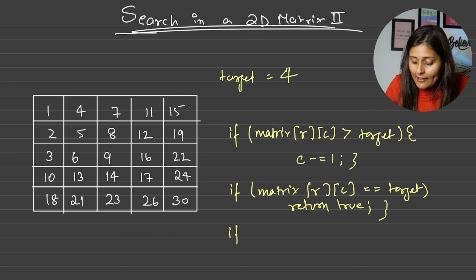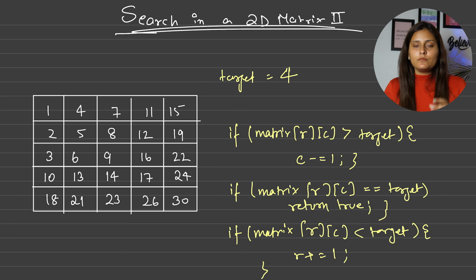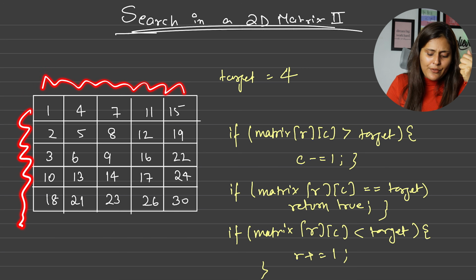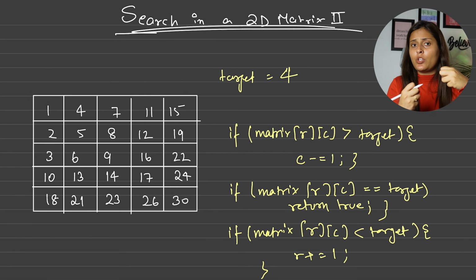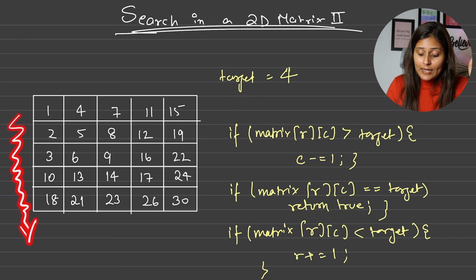So can I say that if my matrix of row, column is lesser than target, then what I would like to do is row plus equal to 1. Okay guys, so we are incrementing the rows and decrementing the column. So definitely they might touch their boundaries. So how can the row touch its boundary? By the last row.